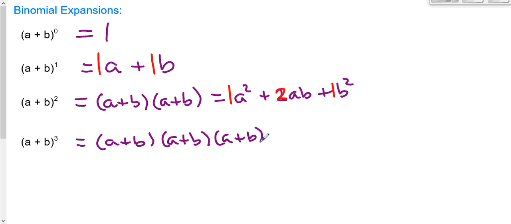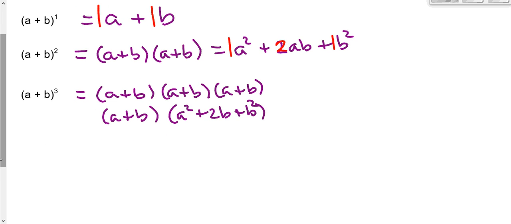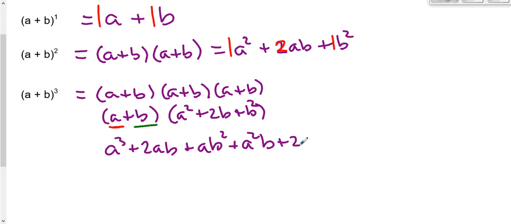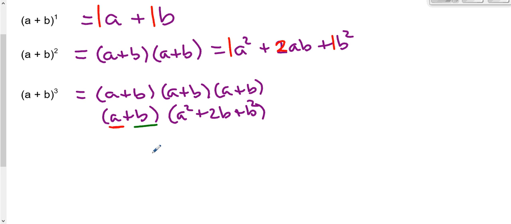We already know if you multiply 2 of them together, you're going to get a squared plus 2ab plus b squared. And now if you multiply that by the other one, first I'm going to distribute the a and multiply it by all 3 terms, and I have a cubed plus 2ab plus ab squared. Then I'm going to take the b and multiply it by all 3 of them, and I have plus a squared b plus 2, whoops, you see what I did? I have to go back.